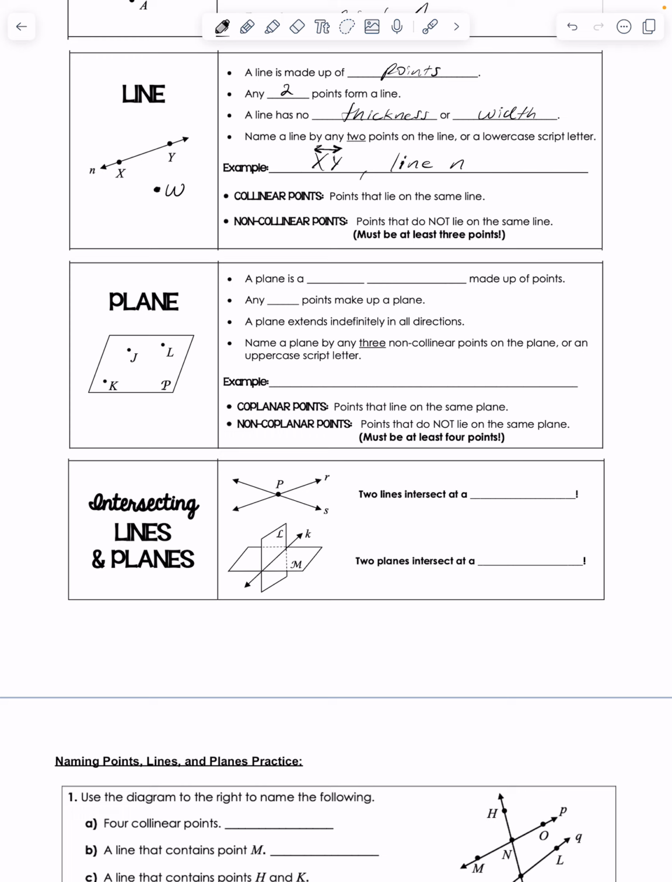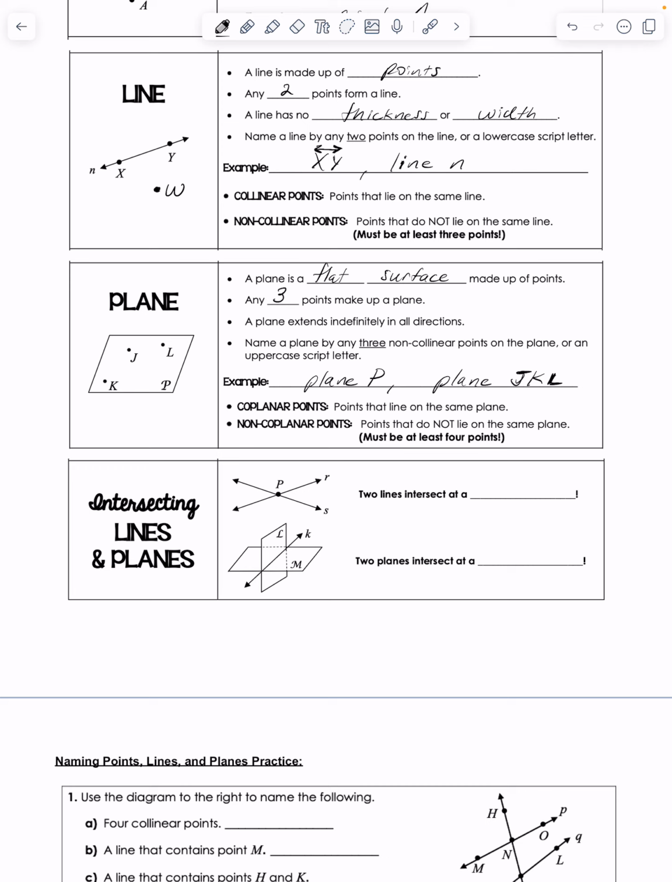For a plane, a plane is a flat surface made up of points. Any 3 points will make up a plane. A plane extends indefinitely in all directions, and you can name a plane by using any 3 non-collinear points on the plane, or a lot of times these planes will be accompanied by an uppercase script letter. So the example here is we could say plane P, or we could also say plane JKL, because those are 3 non-collinear points on this plane.